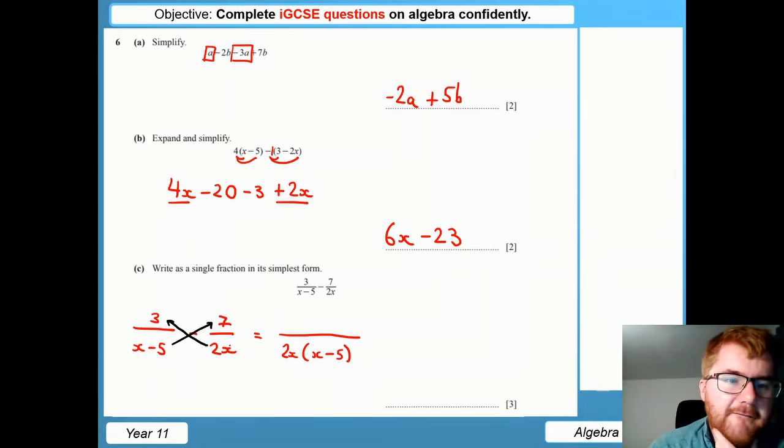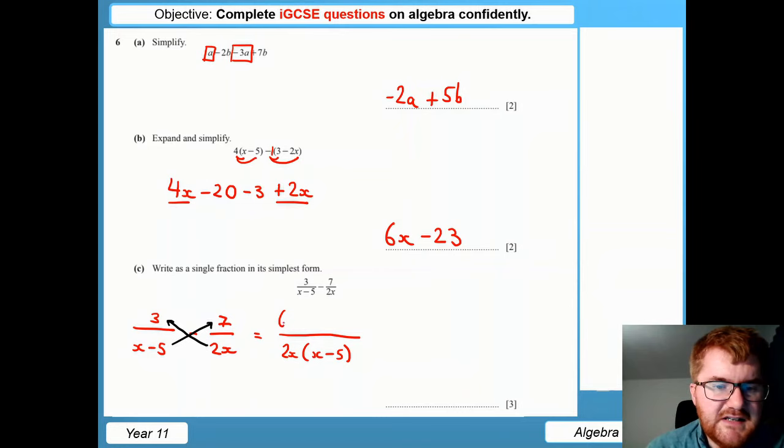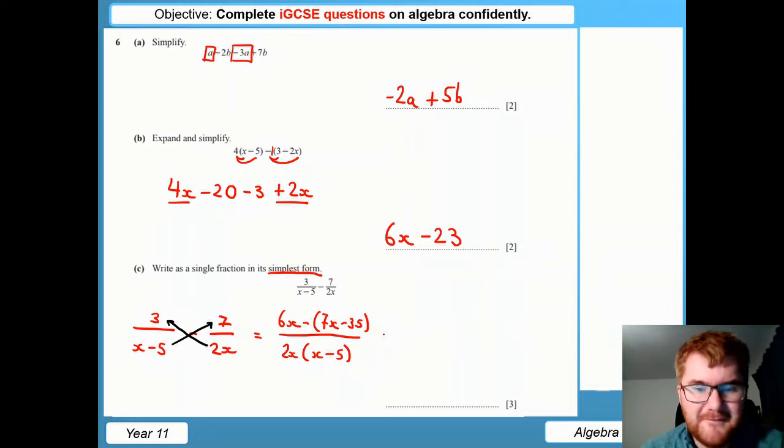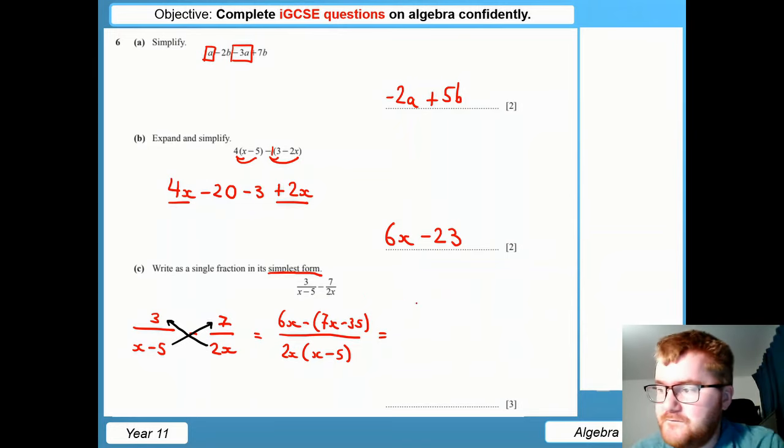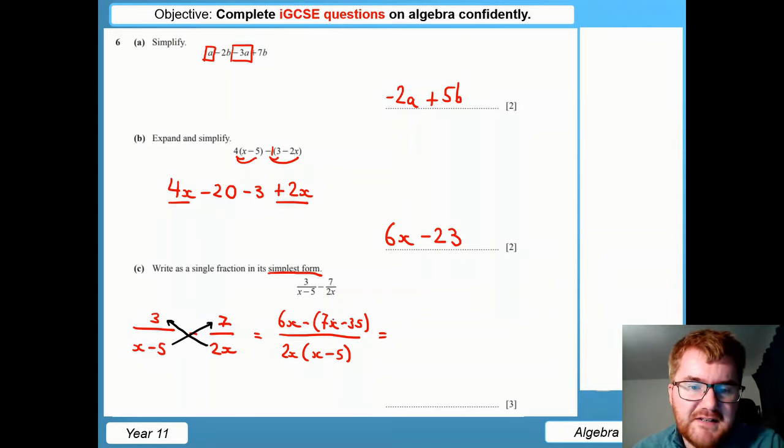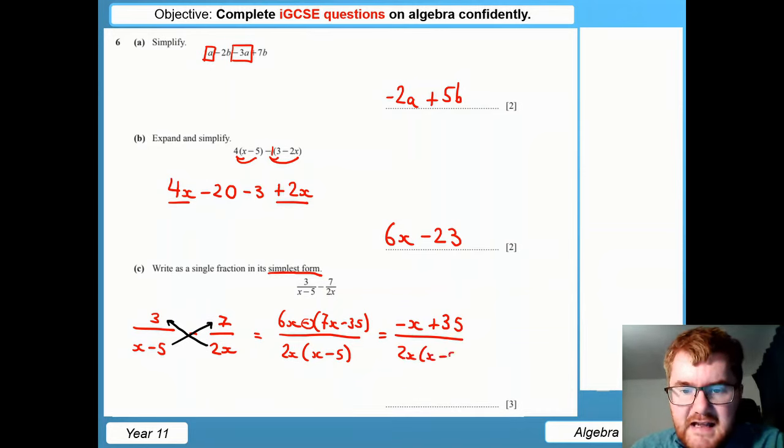So if we do this carefully, 3 times 2x is equal to 6x, and then 7 times x minus 5, well, we can actually expand this out. So 7 times x is 7x, 7 times minus 5 is minus 35. And then once it's simplified, in order to check that you know your negative numbers, I've said this before. So if we do this, 6x minus 7x, that's equal to minus x. Notice we've got two minuses here, and a minus and a minus make a plus. So we're going to have minus x plus 35 all over 2x, open brackets, x minus 5.